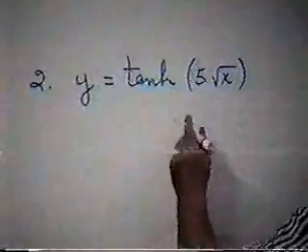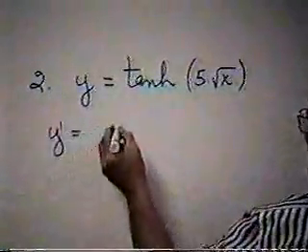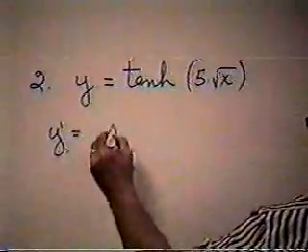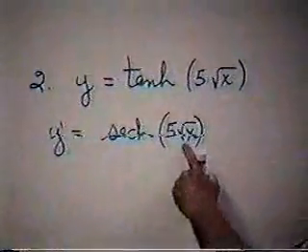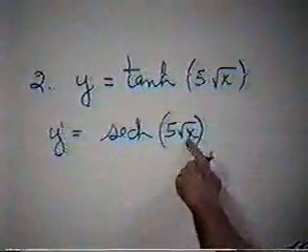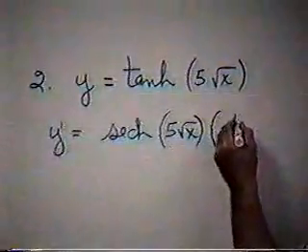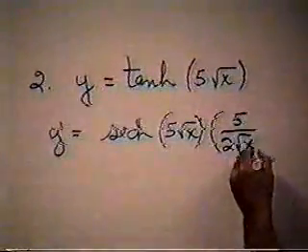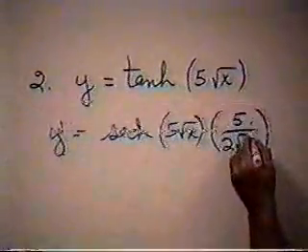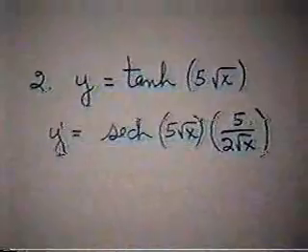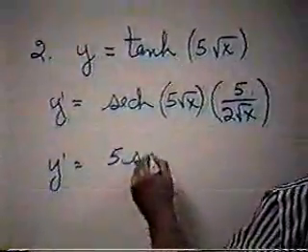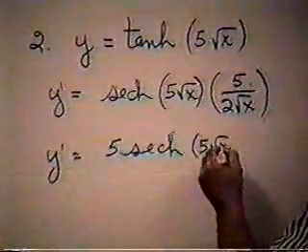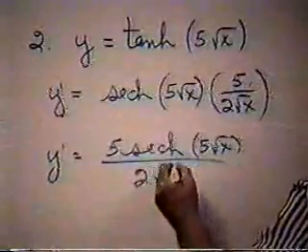Y is equal to the hyperbolic tangent of the object. So let's see, the derivative of y is y prime, the derivative of tangent is hyperbolic secant squared of whatever the object is, times the derivative of this. Well, the derivative of the square root of x is 1 over 2 times the square root of x. So the 5 stays up here, and then it's 1 over 2 times square root of x. Therefore, our final answer is 5 times hyperbolic secant squared of the object divided by 2 times the square root of x.